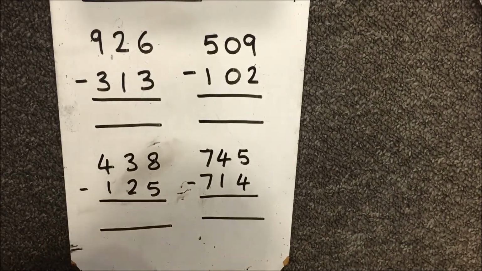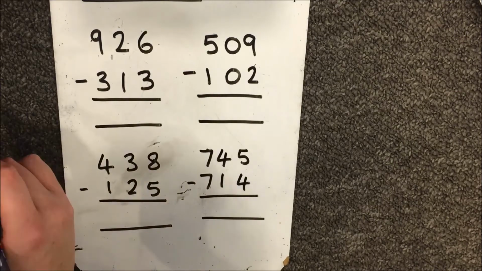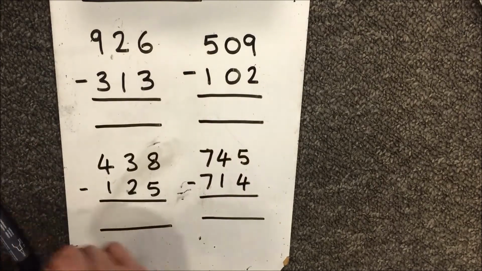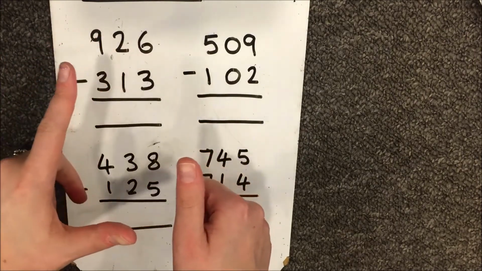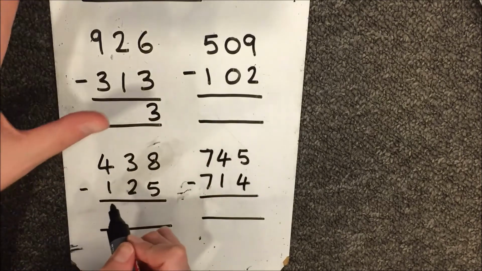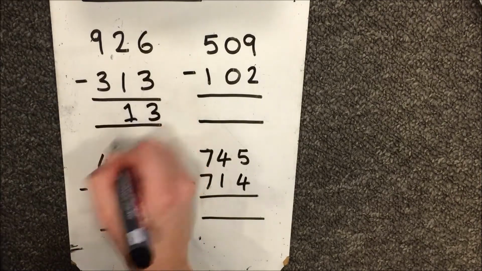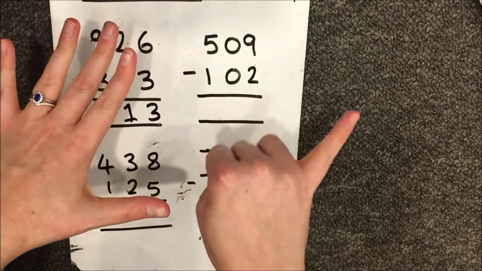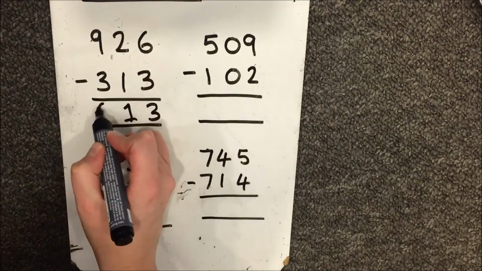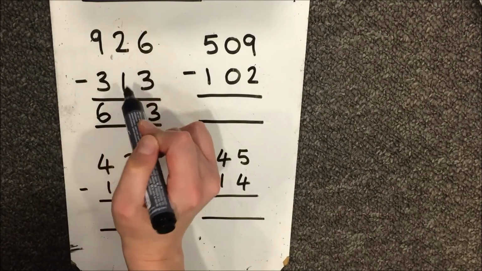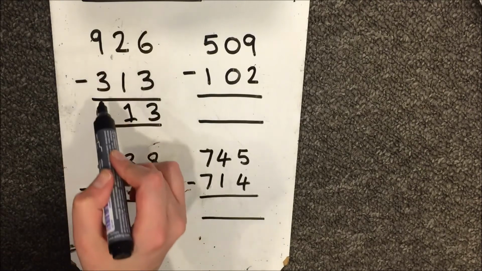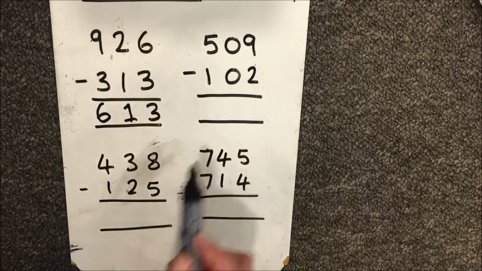Those of you who are on the video, let's do the first one together. Which one do we go to first? Our ones. Well done. 6 take away 3, same as 3. Good job. 2 take away 1, 1. 9 take away 3, same as 1, 2, 3, 4, 5, 6. Remember when we're doing this though, we're talking about tens in this one. 2 tens take away 1 10 is 110. 900s take away 300 is 600.